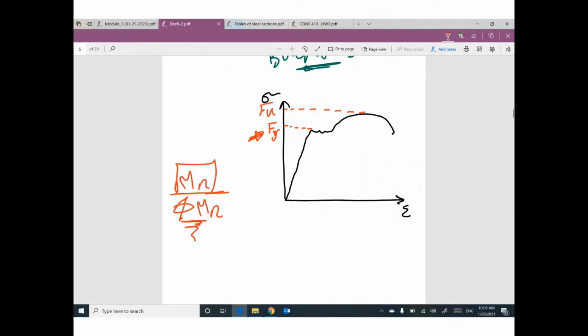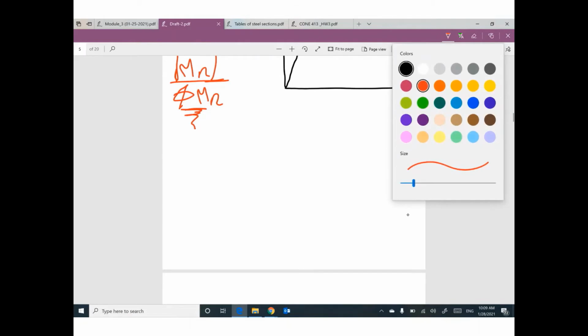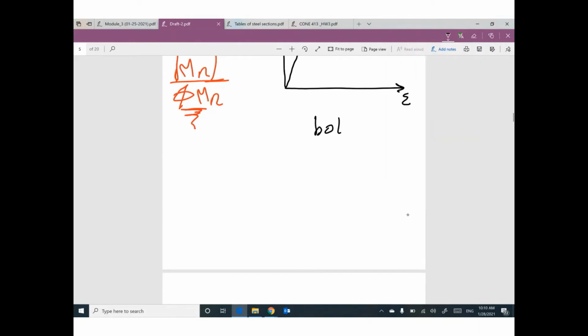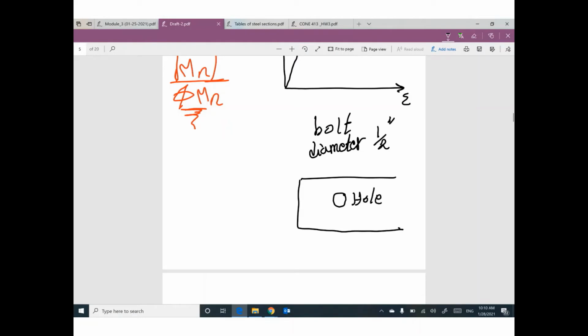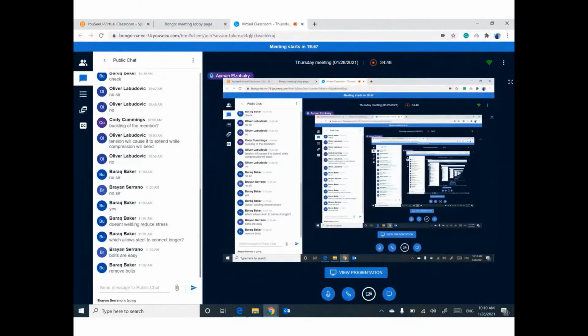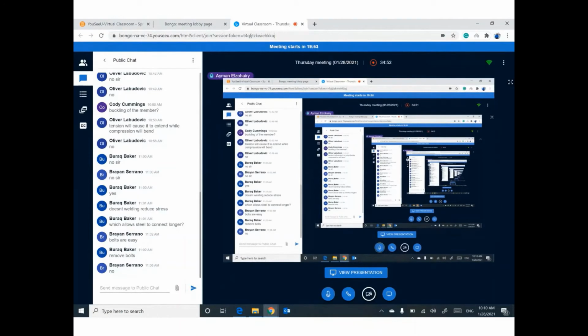A technical question. Do you think if we have a bolt with a diameter of, for example, half inch, and we have a steel plate, the diameter of the hole will be half inch? We need to put this bolt in this hole. The diameter of the bolt is half inch. Do you think the diameter of the hole will also be half inch? I think no. It should be a little bit wider. Wider? Yeah, that makes sense.